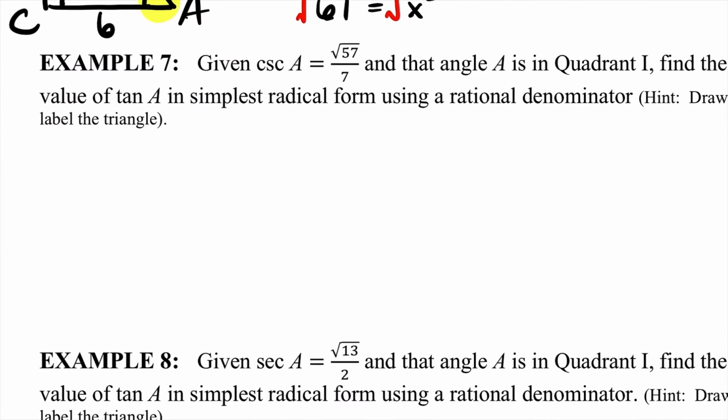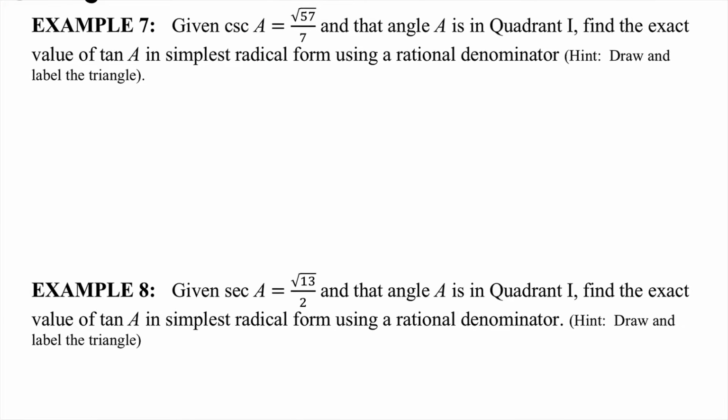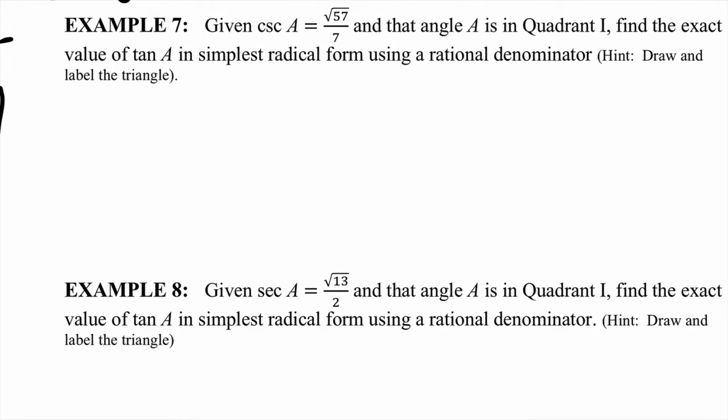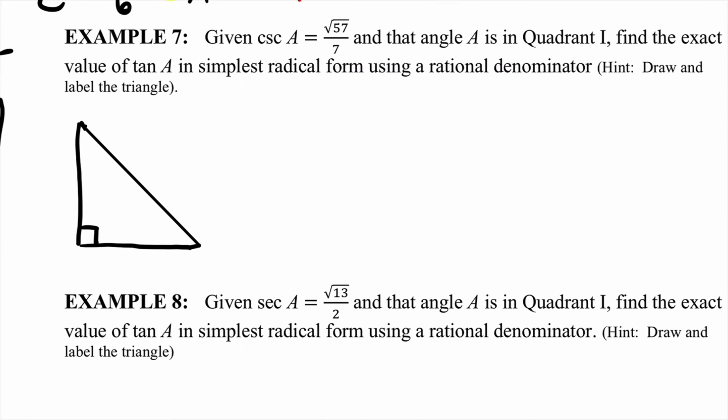All right, let's look at number 7 now. Draw a triangle. First thing I have to do is draw a triangle, just like I did. They give us some information, we're going to label it. I'm going to label it the same way. B goes on top, C goes down here, A goes down here.